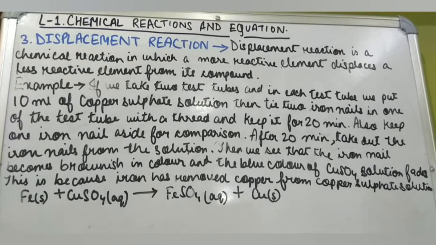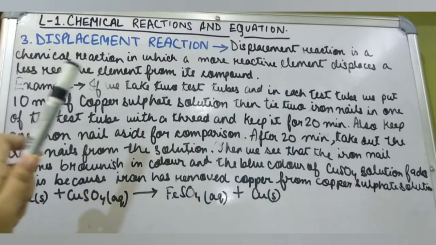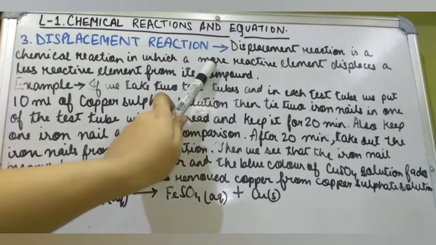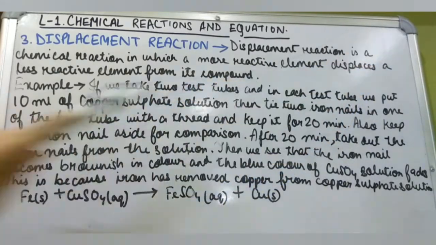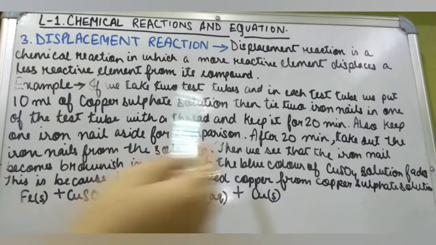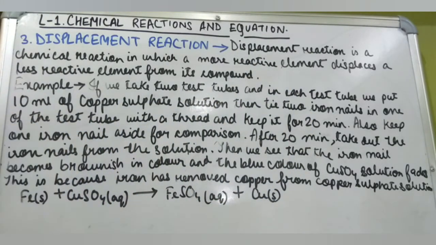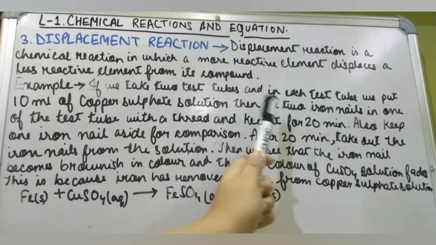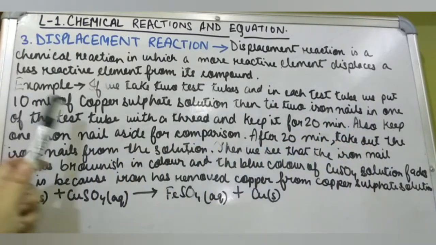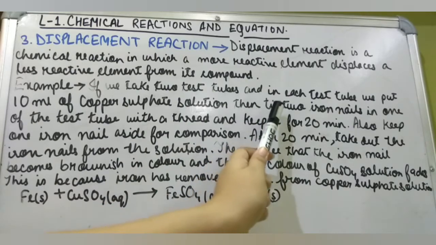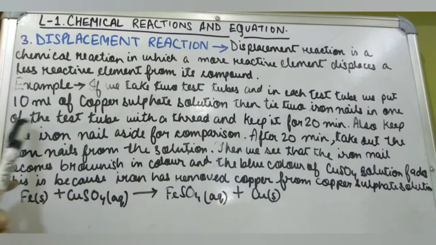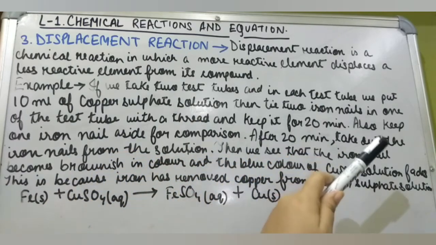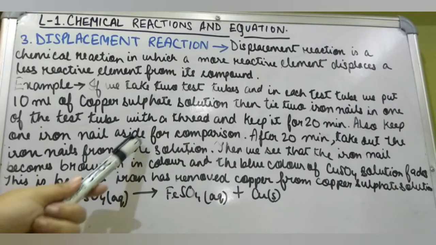So the next type of reaction is displacement reaction. A displacement reaction is a chemical reaction in which a more reactive element displaces a less reactive element from its compound. This is an example from an activity. It says that we take 2 test tubes and in each test tube we put 10 ml of copper sulfate solution, then tie 2 iron nails in one of the test tubes with a thread and keep it for 20 minutes. Also keep one nail aside for comparison.